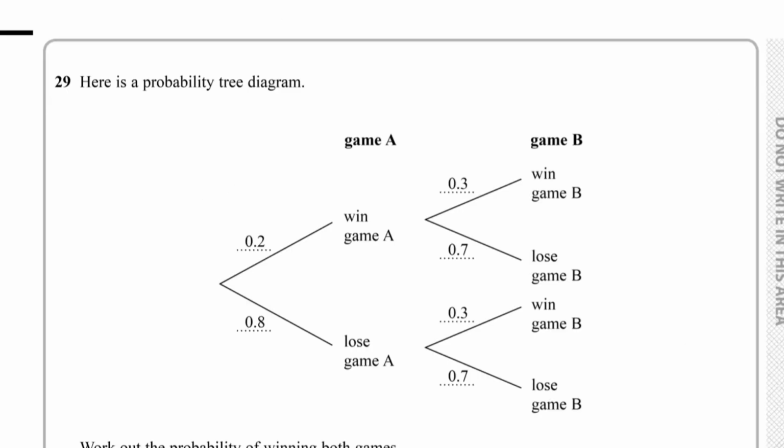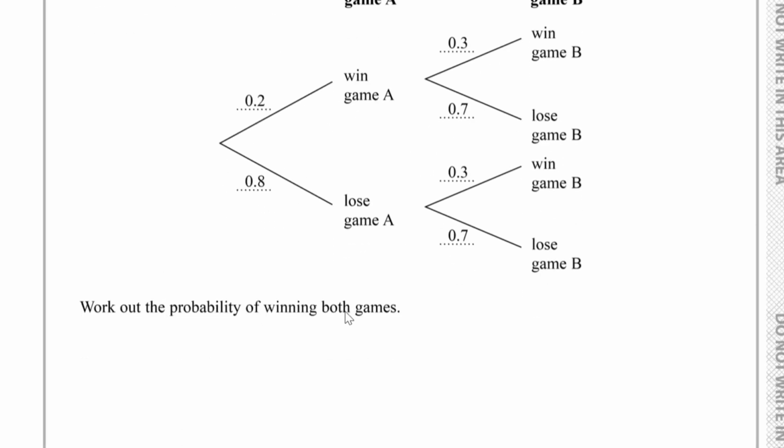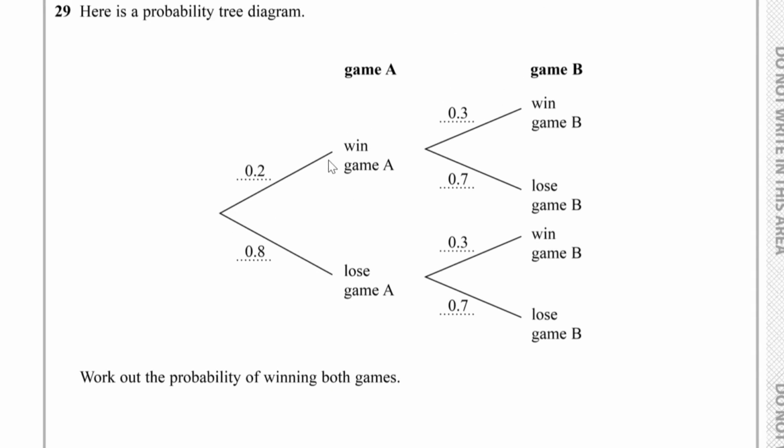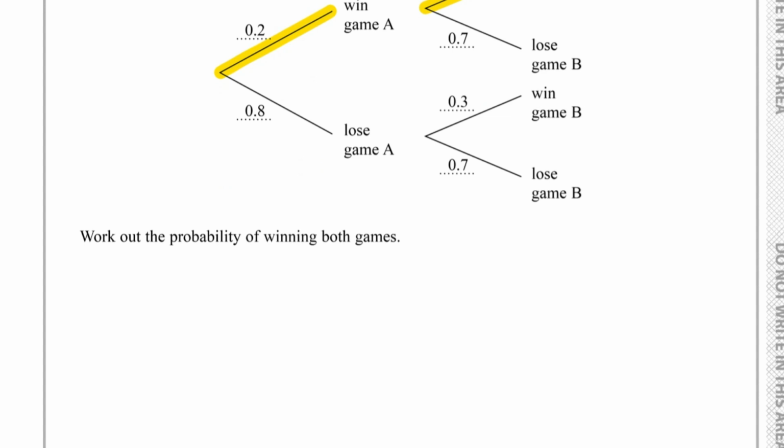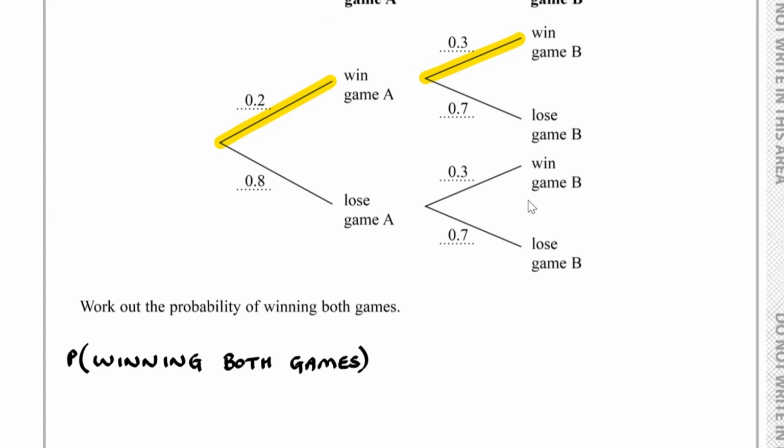Question number 29. Here is a probability tree diagram. We have to work out the probability of winning both games. So we win game A, then we win game B, and that will tell us the probability of winning both games. So the probability of winning both games, we would have 0.2 multiplied by the 0.3, which is equal to 0.06.